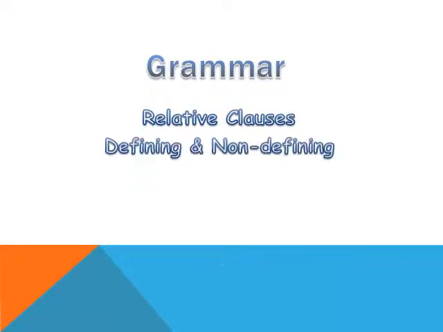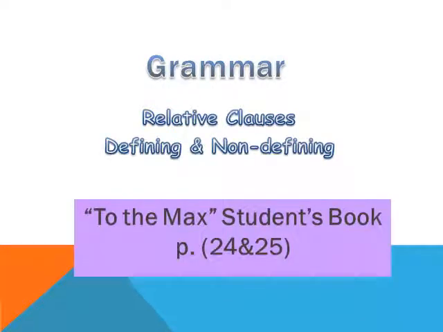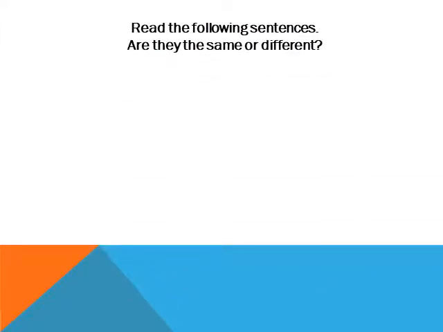Today we have grammar: relative clauses, defining and non-defining. This is from the Max Students book, pages 24 and 25. Now read the following sentences and decide whether these two sentences are the same or they are different.